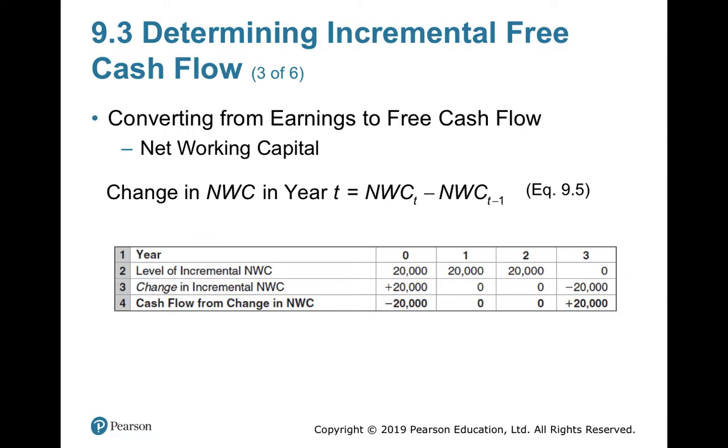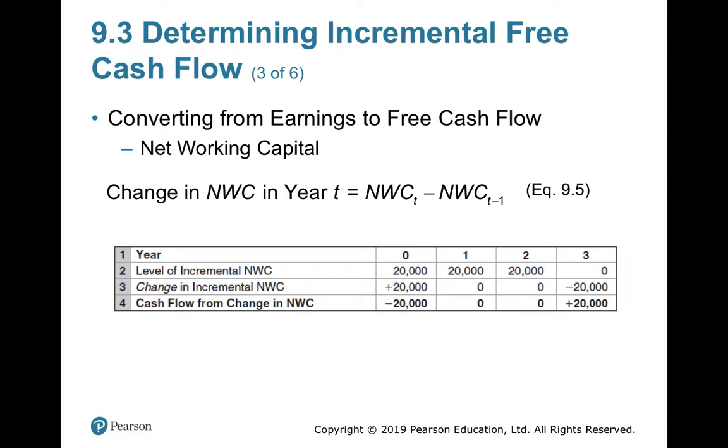Say for example, the incremental working capital will be 20,000 in year 0, year 1, year 2, and year 3 is equal to 0, because year 3 is the project closure. If the project is closed, the working capital is released. So there is no need of working capital because the project is no more. So the requirement is 0.